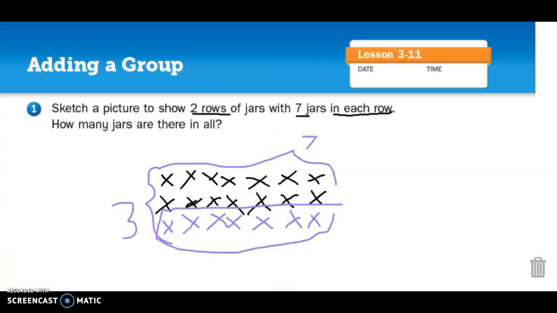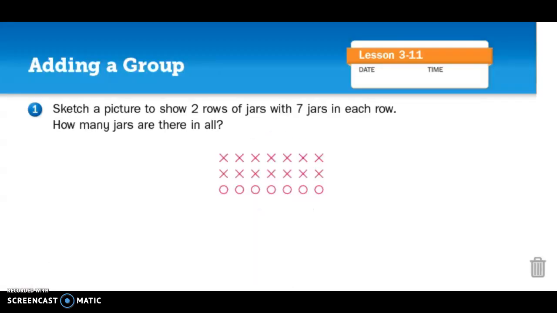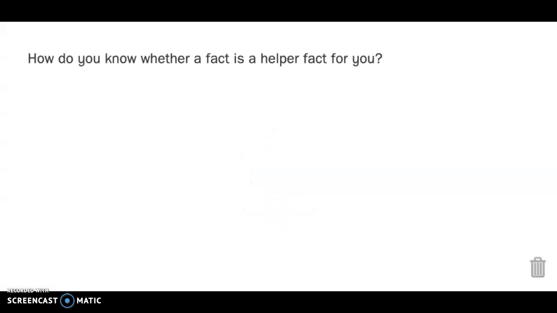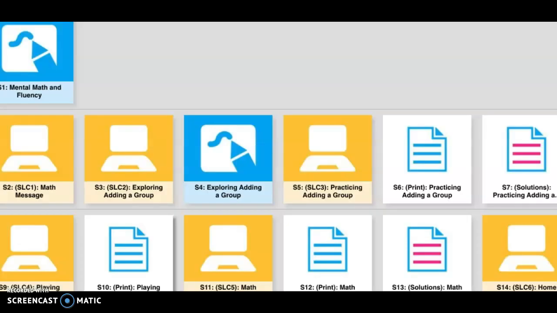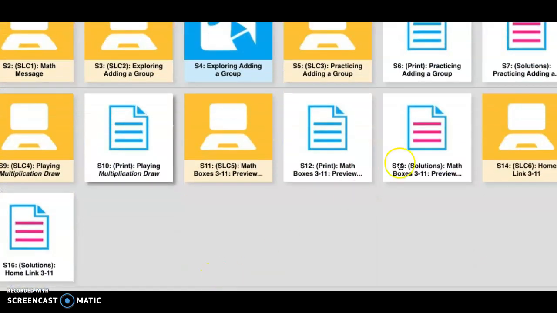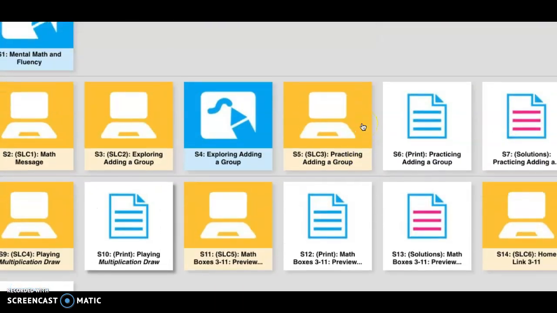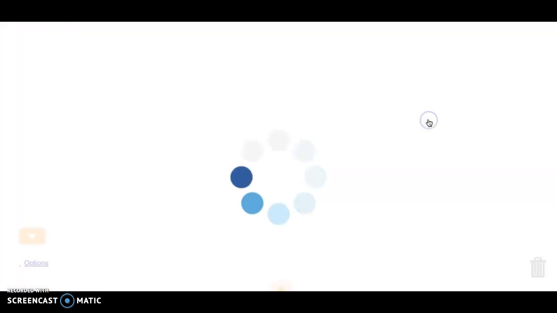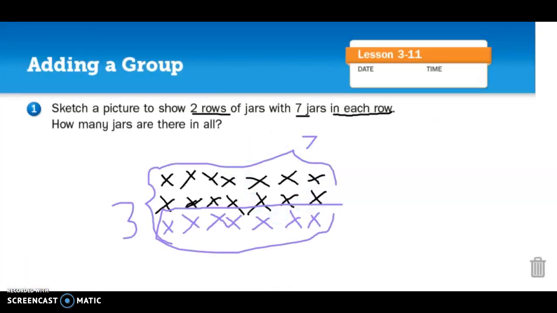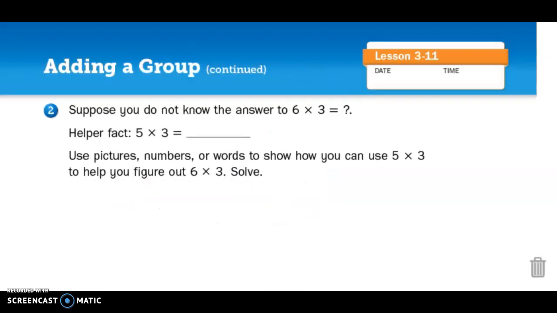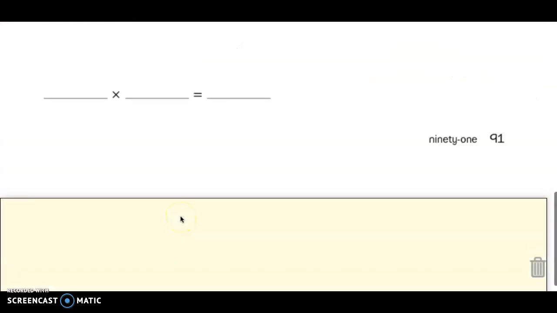Not that one. You're going to go to journal page 91. Oh, solutions. I don't think that's what I'm looking for. Oh boy, so many pages to go through. Thanks for sticking with me. Also not that one. What in the world? Math preview, not math boxes. Oh, goodness. Maybe it's the next one. There we go. Okay. Page 91.